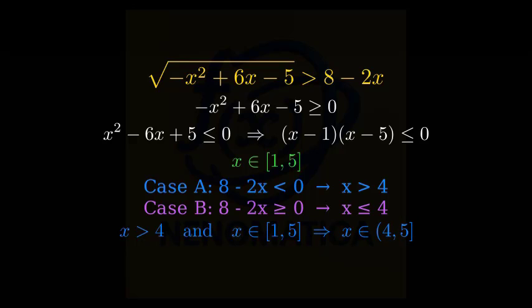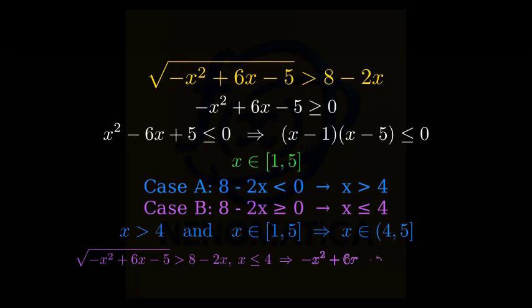Any square root is at least 0. So the inequality is automatically true. We only need to keep x inside the domain from 1 to 5. Intersecting x greater than 4 with the domain gives open 4 to closed 5.